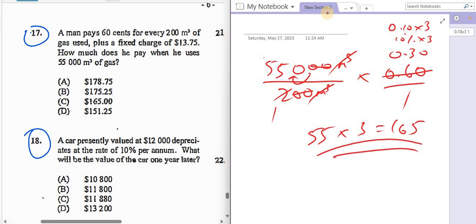I think this is a little faster, but you have to know that you have to divide. You see how many 200 meters cubed we can get out of 55,000, because every 200 meters cubed you get from 55,000, you're paying 60 cents. So you just simply multiply, and that will give you the 165. And then you're going to add the fixed amount to the 165.